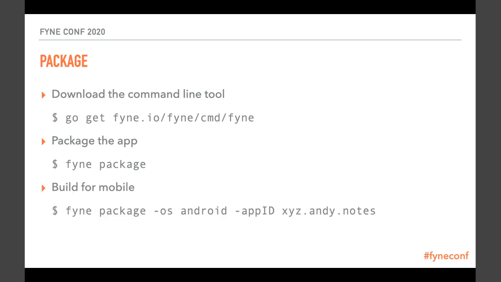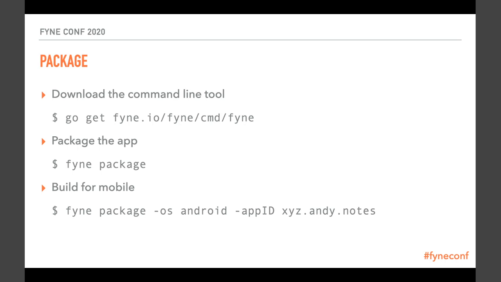And then you could take it to mobile. You would just specify a different operating system on the package command. They do need an app ID. It's part of the metadata process. The requirements for distributing on the Apple and Google Play stores, amongst others, but it's pretty straightforward. You can see the command line there.